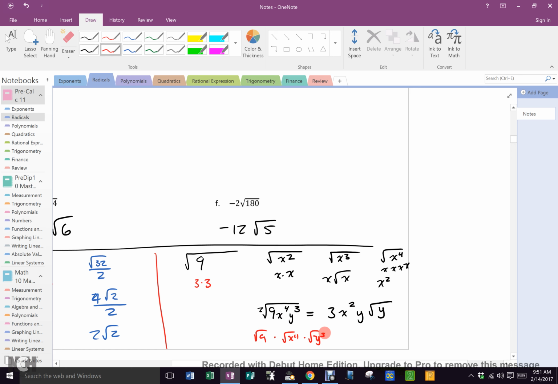Now, all of you should have noticed the shortcut too, right? If I wanted square roots, x to the fourth square root, it's just divided by 2. Y to the third square root divided by 2, and I leave the remainder in there. Everybody got it? Everybody cool? Yeah? Okay.